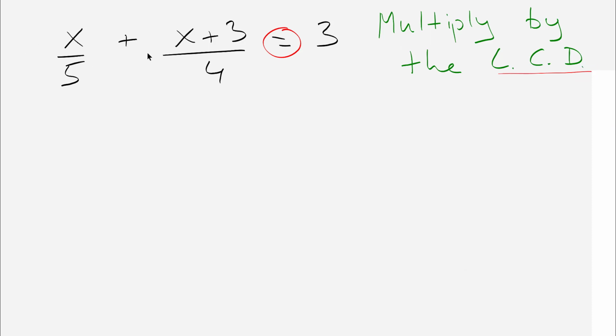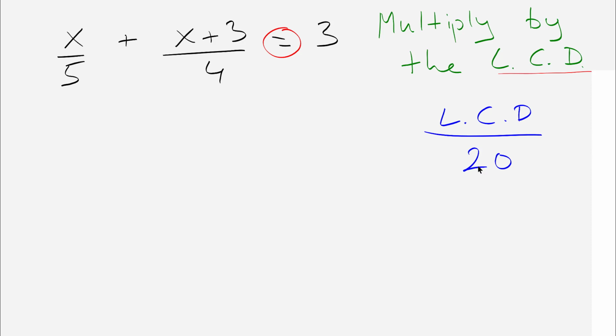So we have 3 terms here: x over 5, x plus 3 over 4, and 3. The lowest common denominator is the smallest number that the denominators will divide into. Remember, the denominators are the numbers below the line. So 5 is a denominator, 4 is a denominator, and here we don't really have a denominator, but some people like to look at it as 3 over 1. If you want, you can say 1 is your denominator in this case, but it won't make much of a difference. So our lowest common denominator in this question is going to be 20, because 5 and 4 will divide into 20. 20 is the smallest number that 5 and 4 will divide into.